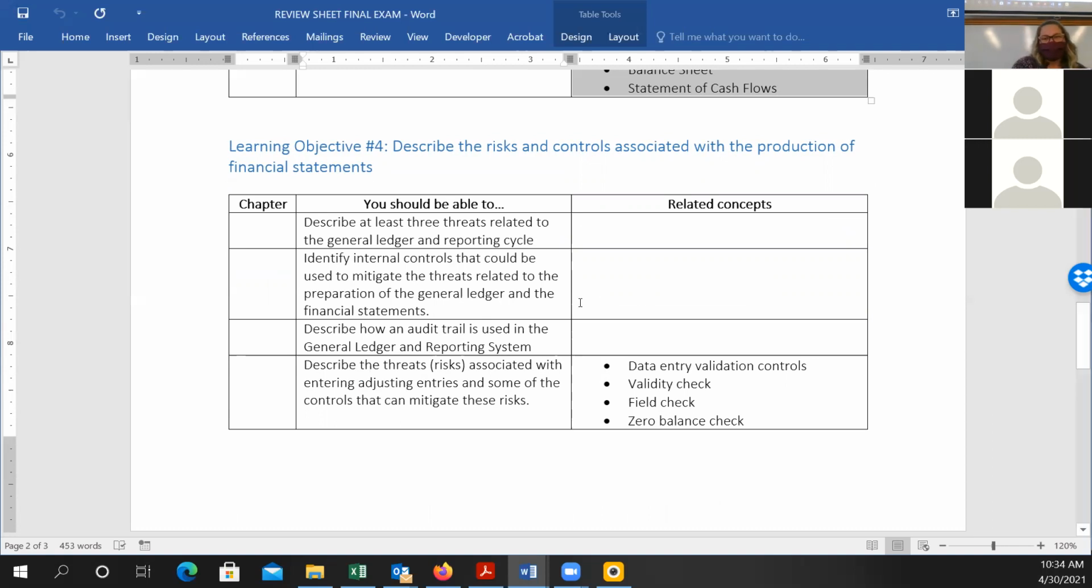And so, do you recall some of the threats related to the general ledger and reporting cycle? We talked about that on Monday. What are some threats?